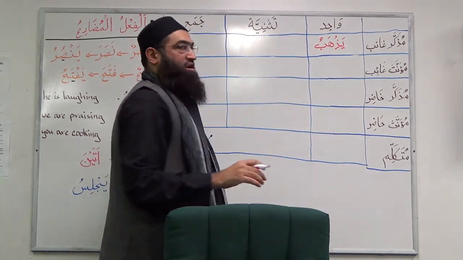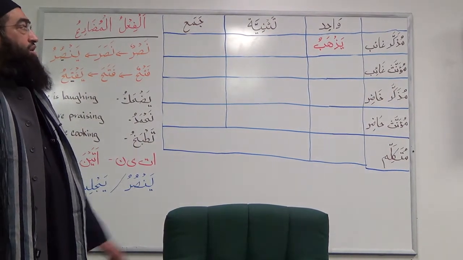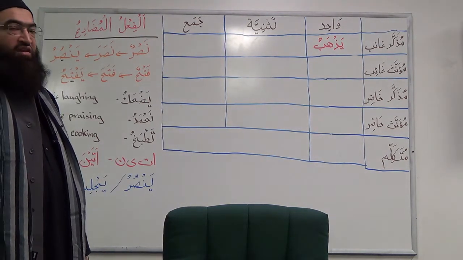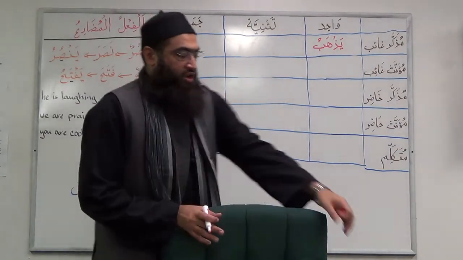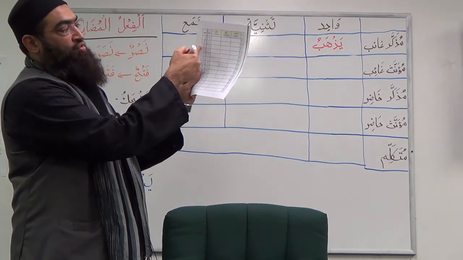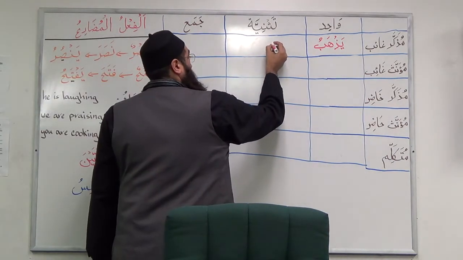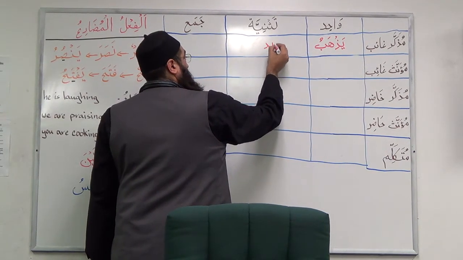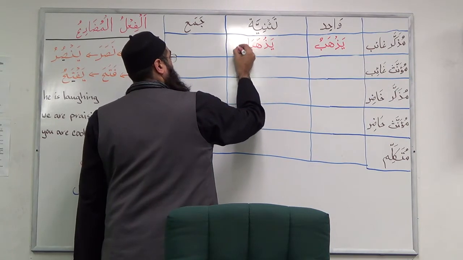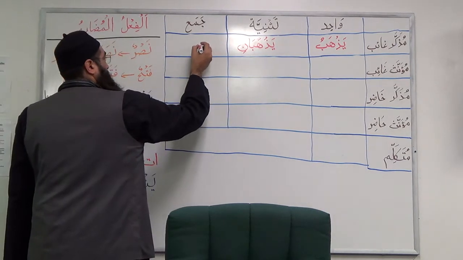Alright, what's going to come over here? Let's get somebody from the second row. Okay, so in the beginning we're going to bring a ya. What are we going to bring at the end? Alif and a noon, right? So you can keep looking at this paper. You see there's an ani at the end, okay? Una at the end. So you can see what to add. So yadhabani. Those two men are going or are going to go.